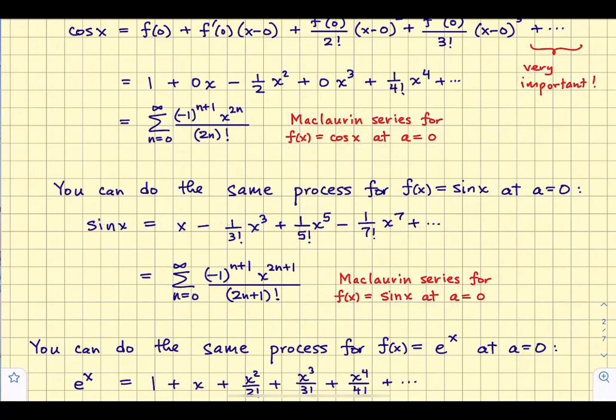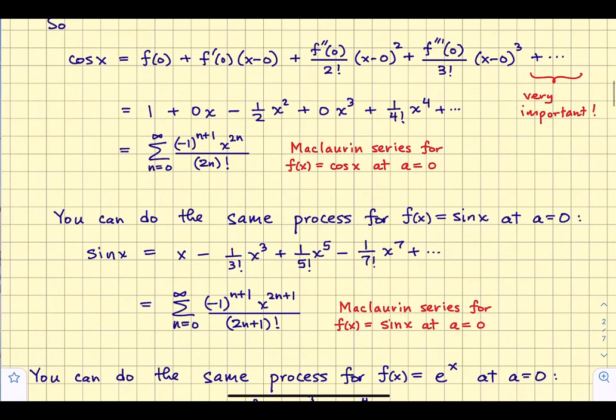And if you look at that pattern for a little bit, you see that it can be rewritten like this. And this is the Maclaurin series for the sine function, or the Taylor series for the sine function at a equals 0.